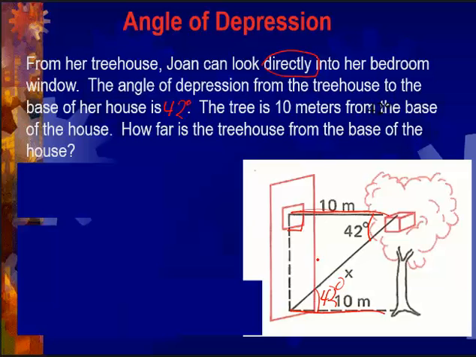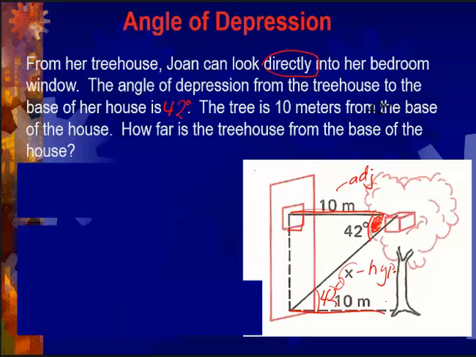So we go through our process. Which trig function are we going to use? If we are standing at this 42-degree angle, is this 10 the opposite, the adjacent, or the hypotenuse? It is the adjacent. Is this x the opposite, the adjacent, or the hypotenuse? I hope you said hypotenuse, because it is.